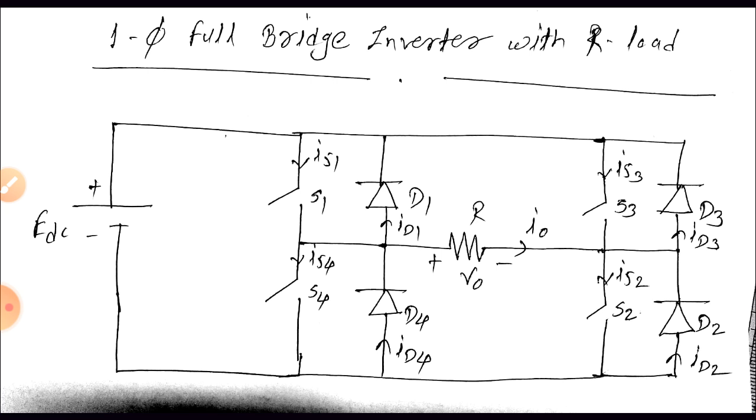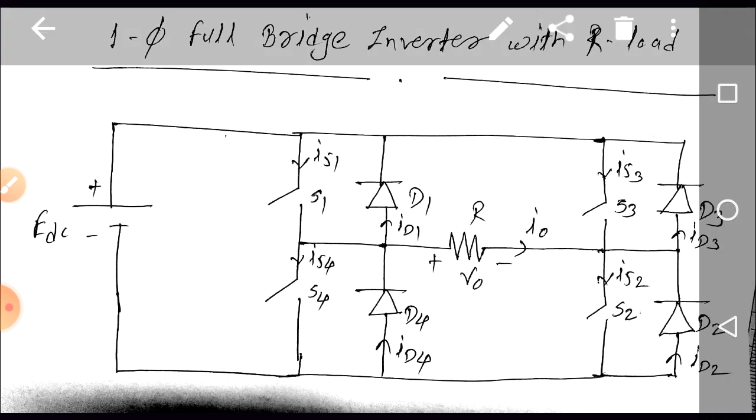The switches may be a BJT, a MOSFET, an IGBT, a GTO, or an SCR. But for inverter circuitry, MOSFETs are most preferably used, because MOSFETs are the switches having the highest switching rate. So let us discuss the operation.